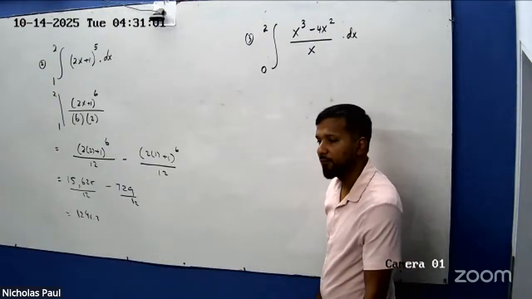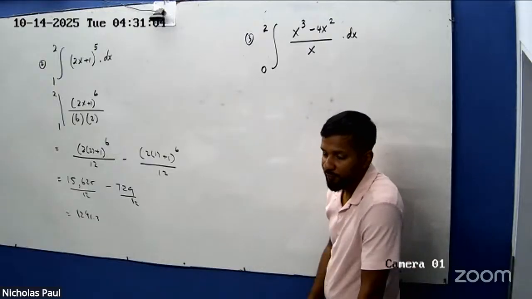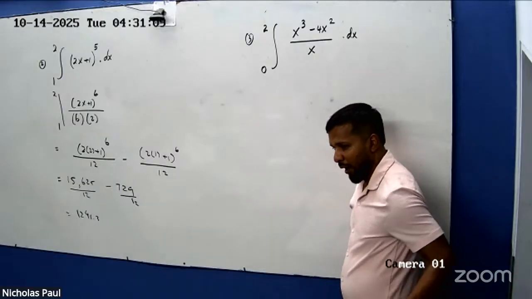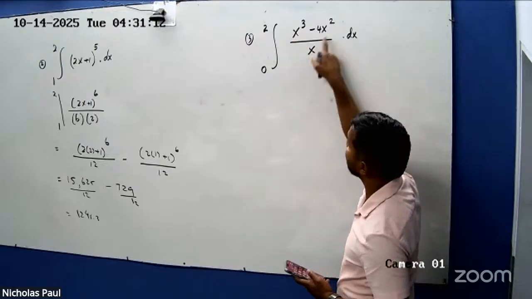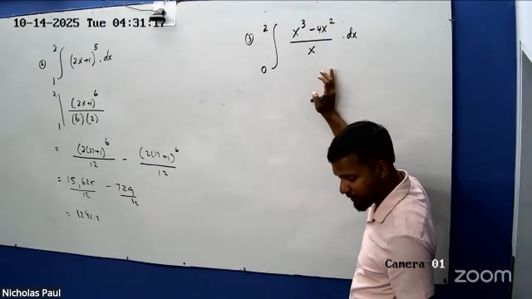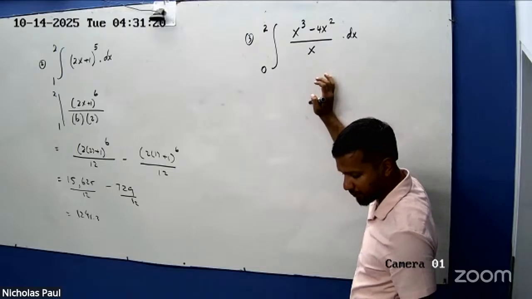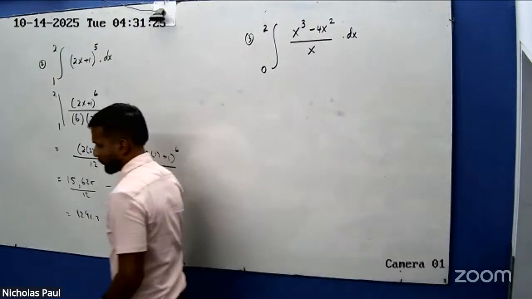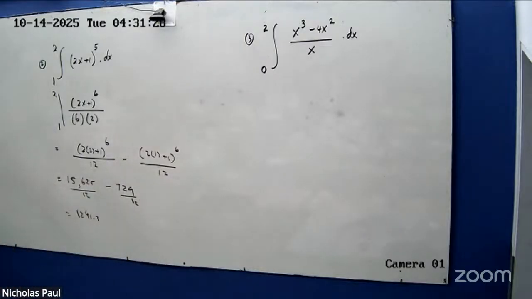Number 3. You have to divide them. But you have to simplify first, before you integrate. I divide everything by everything.